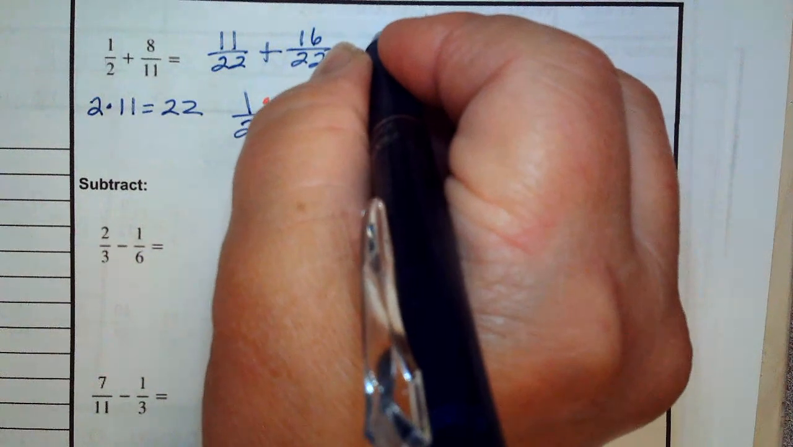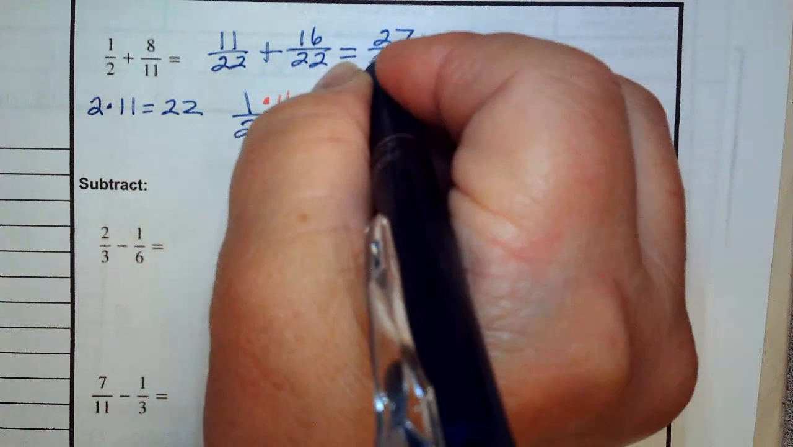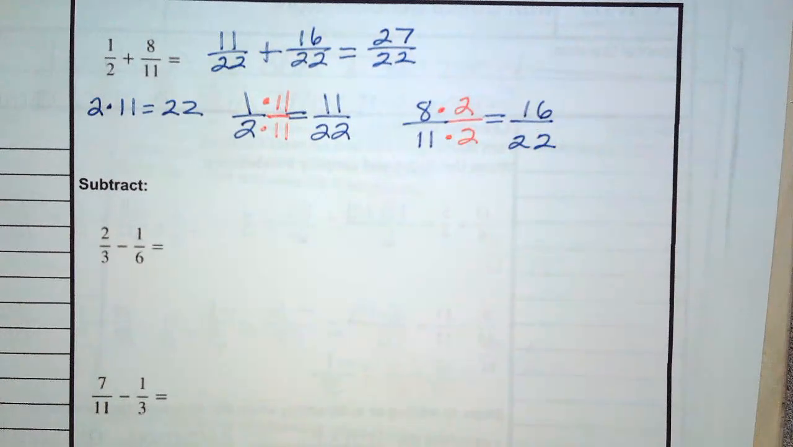Okay, 11 plus 16 is 27 over 22. Can I simplify? No. They're odd numbers, they don't have a common factor. We're done. The same thing will happen when we decide to subtract. We have to find that common denominator, and then we subtract the numerators.